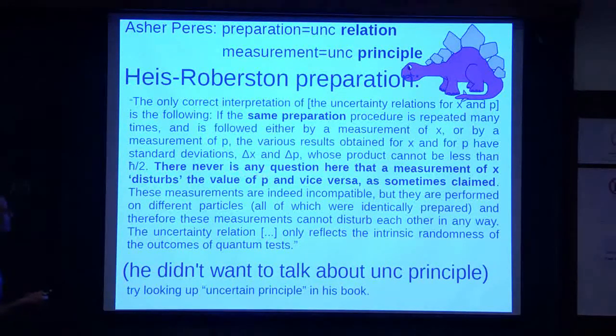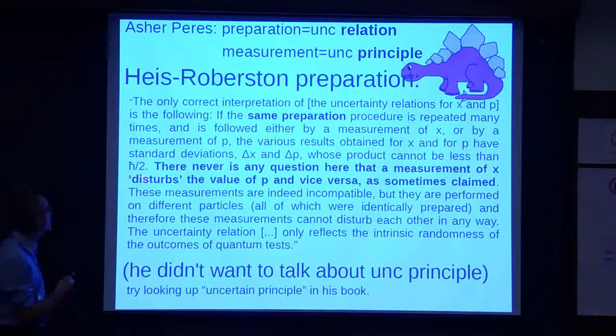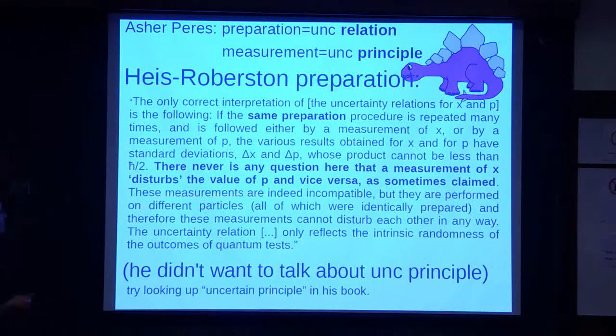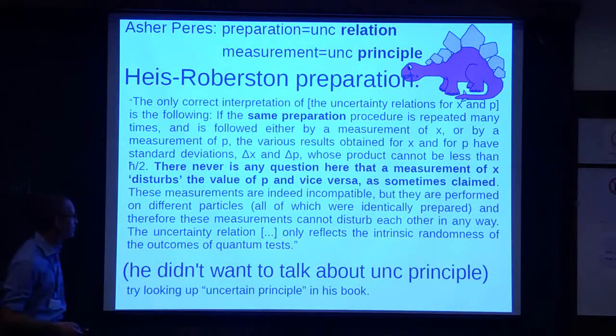There never is any question here that a measurement of X disturbs the value of P and vice versa, as sometimes claimed. These measurements are indeed incompatible, but they are performed on different particles, all of which were identically prepared. So it's only that they are in the same preparation procedure, but the measurements are done on different particles. And therefore, these measurements cannot disturb each other in any way. The uncertainty relation only reflects the intrinsic randomness of the outcomes of quantum tests.